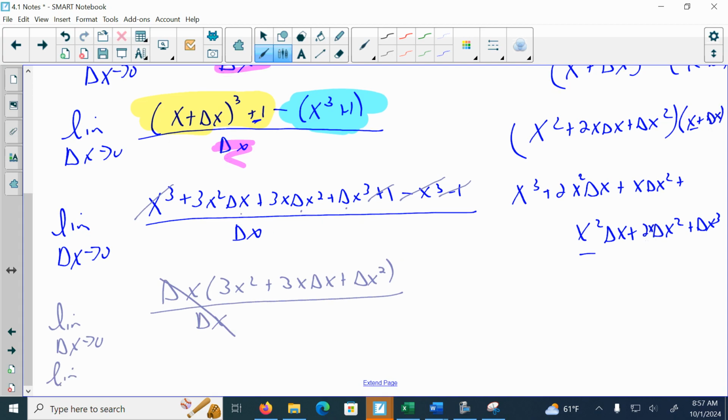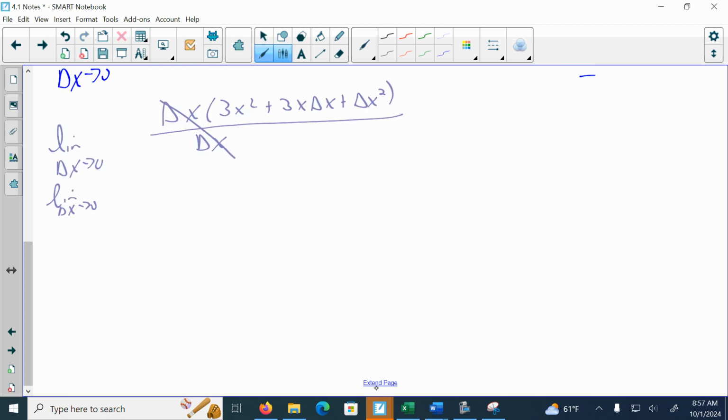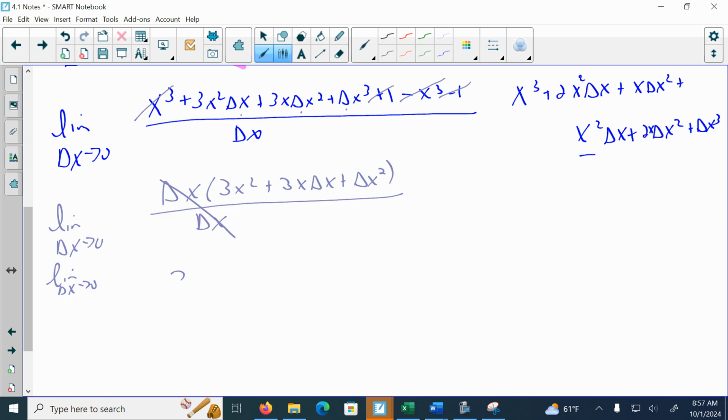Now, since I've gotten rid of that delta x in the denominator, I can substitute 0 in for delta x. So I'm going to have 3x squared plus 3x times 0 plus 0 squared. And then multiplying by 0 will make it 0. So now the slope of my tangent line, so I'm going to write f prime of x to show that it's the derivative, is 3x squared.